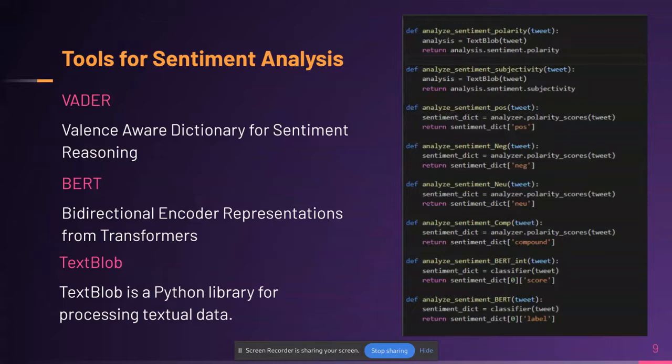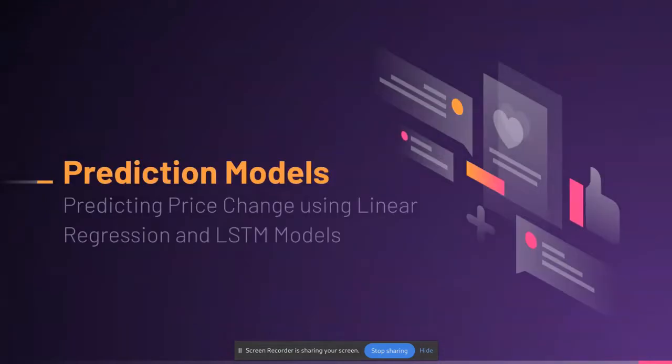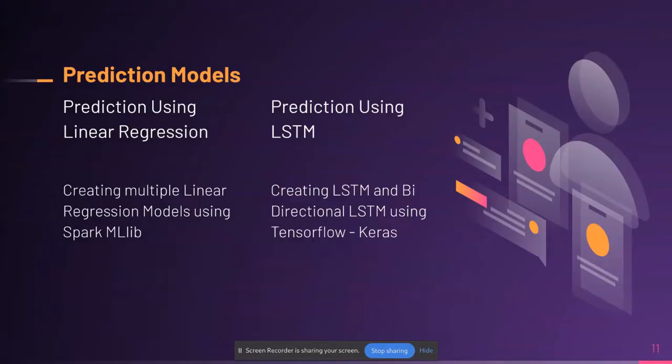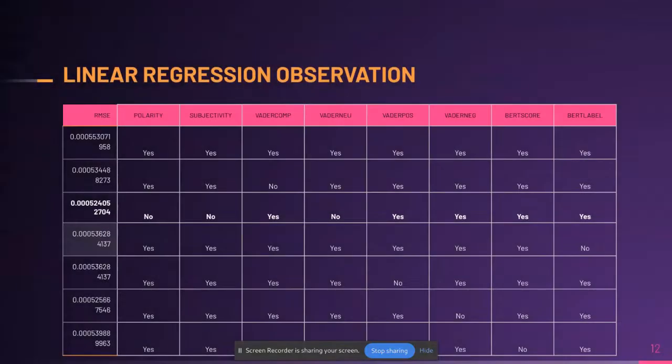The next part on machine learning will be explained by Naman. Hello everyone, I am Naman. To predict the price change of Bitcoin, we will be using a machine learning model as well as deep learning models. For the machine learning part, we will be using a linear regression algorithm built using Spark MLlib. Whereas in the deep learning part, we will use TensorFlow Keras to build an LSTM model and a bidirectional LSTM model. Coming to the linear regression part, instead of taking all the sentiment scores that we obtained using the various algorithms such as BERT or VADER, we will be using a subset of these scores, because using all of them at once might result in overfitting of the data.